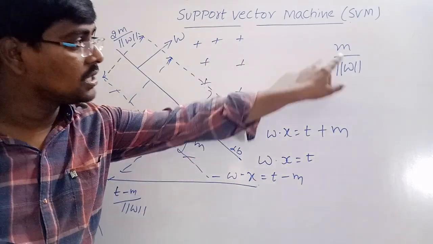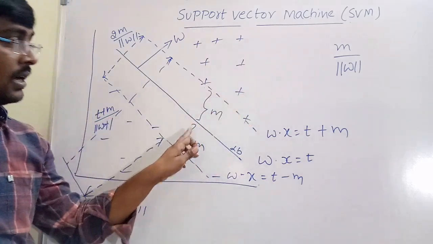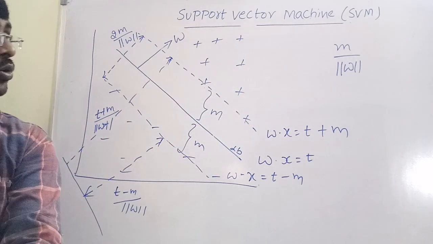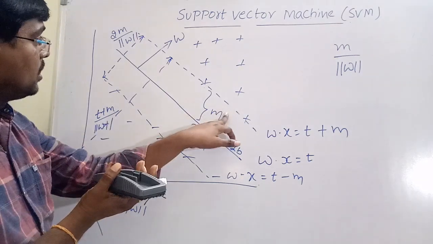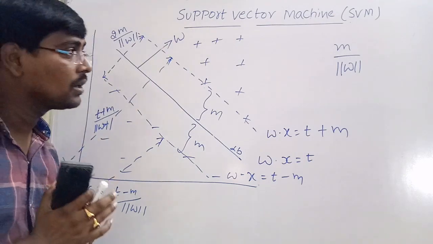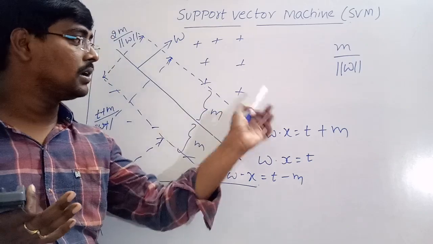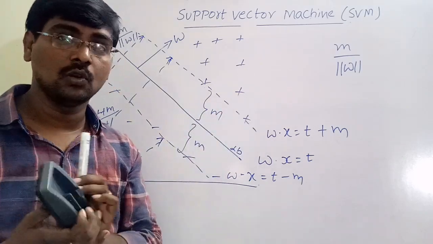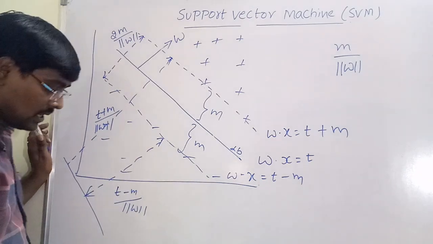So the margin is defined as M by mod W. M is the distance between the decision boundary and the margin along W. For our convenience, we are choosing M value is equal to 1. Okay, so this diagram is clear.